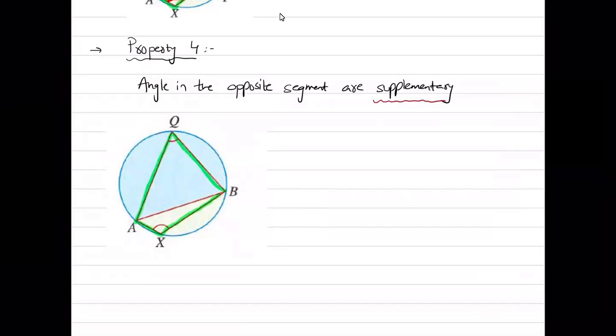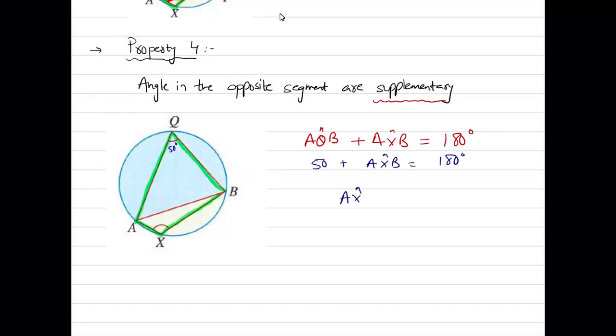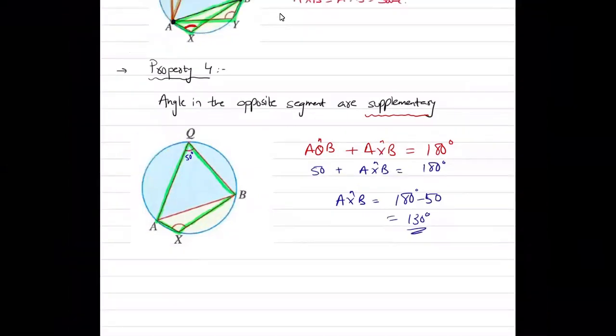Now, what does supplementary mean? If you add the two angles AQB and AXB, their sum must be equal to 180. Which means that if I know one of the angles as 50 degrees, I can easily find the next angle, given that it is being made in the opposite segment. So that is going to be 180 minus 50, which is 130 degrees. Is that correct? You understand the concept?